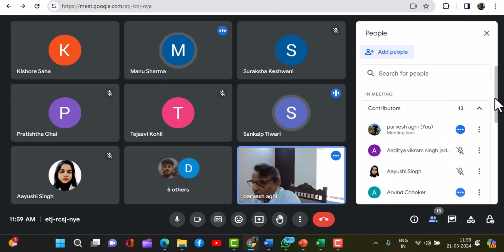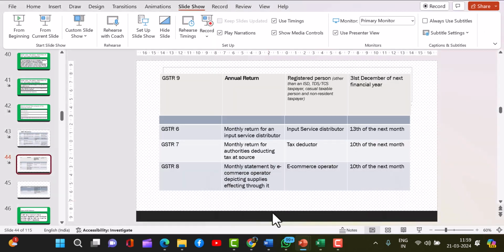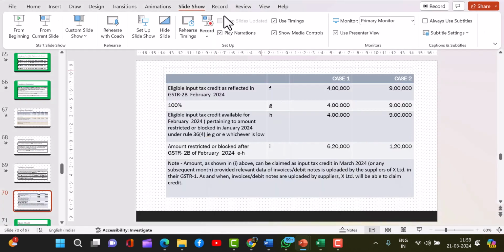Sir, can you repeat one more time? एक बार दोबारा बता दे. I'll just run through again, okay? Don't worry, I'm just going through it back. This is a very simple thing. You have to just understand the logic. Forget about the numbers, okay?